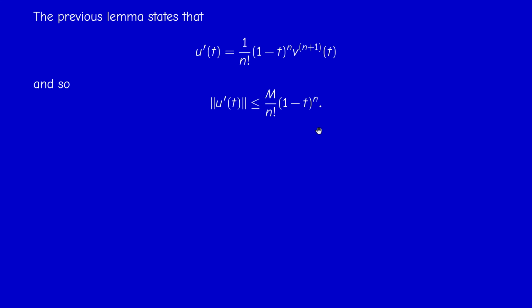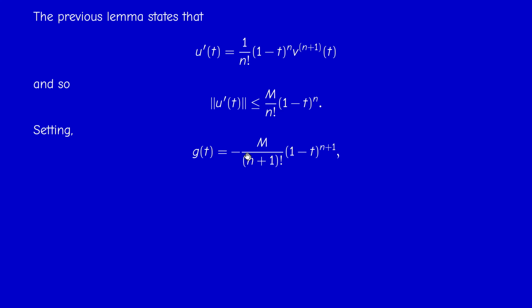Okay, so when I take norms and I use the assumption that the norm of the n plus 1 derivative is less than m, I get this estimate. Now, of course, this is less than m over n factorial if t is between 0 and 1, so I can use that, but I will actually use the stronger form of the mean value theorem by introducing this function g.